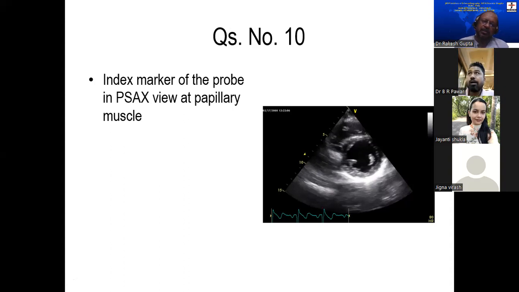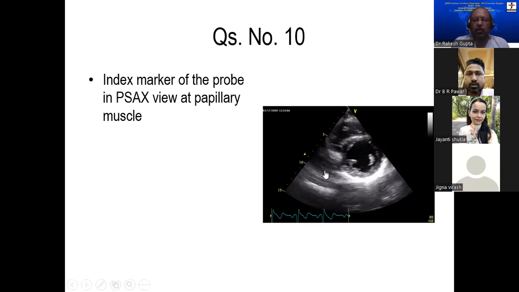How do you get a papillary muscle? How will the footprint look? Footprint should be at right shoulder of the patient. Towards the right shoulder? Right hip. We move from aorta to right hip, not shoulder. Okay, sir. All right.